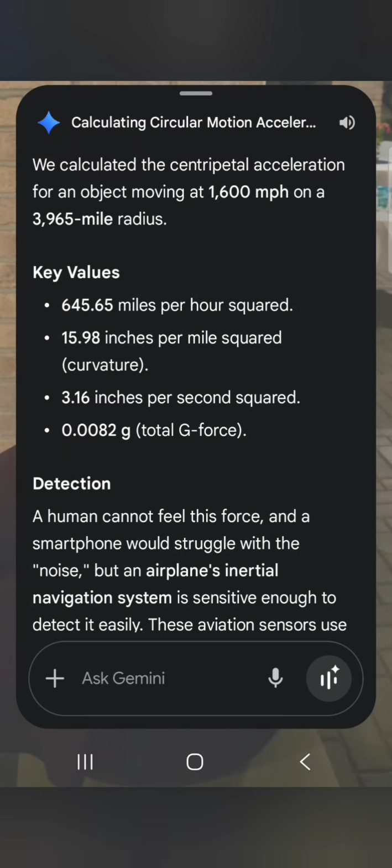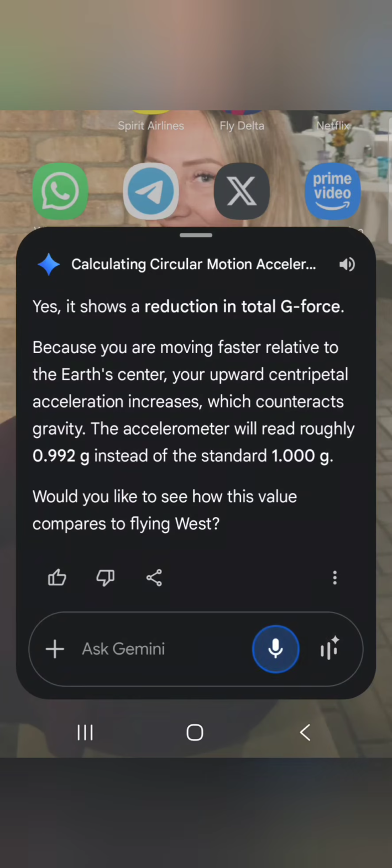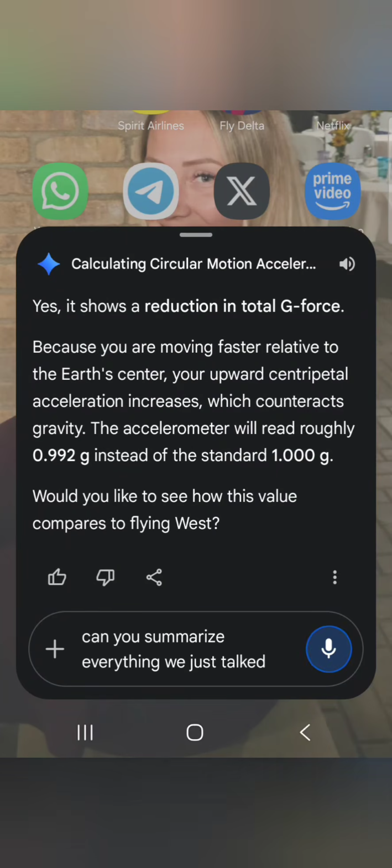And here's where she applies it to the aircraft. Can you summarize everything we just talked about?